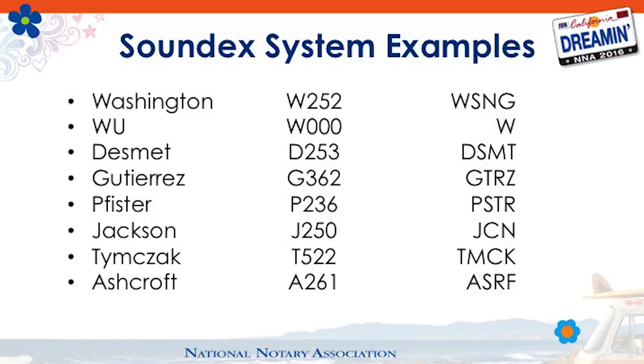Gutierrez, G362 gives you GTRZ. Almost sounds like the last name, right? Jackson, J250. 0 is if there's no letter at all. They just fill it in with a 0. You got to put something in there. So if there's no letter or number for it, it fills in with a 0. So now we have JCN for Jackson.